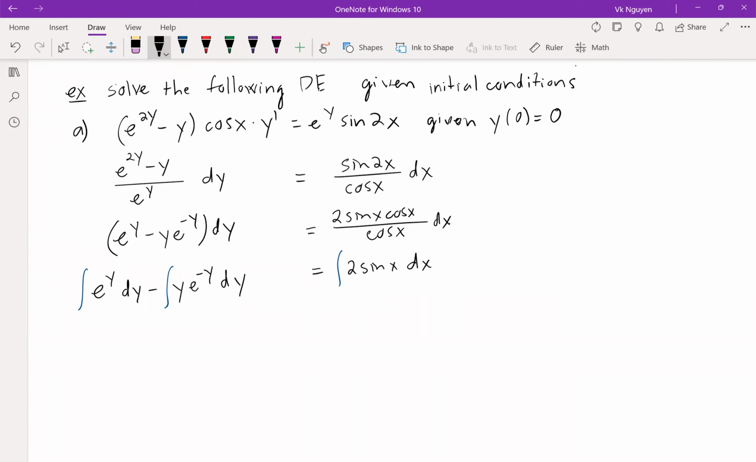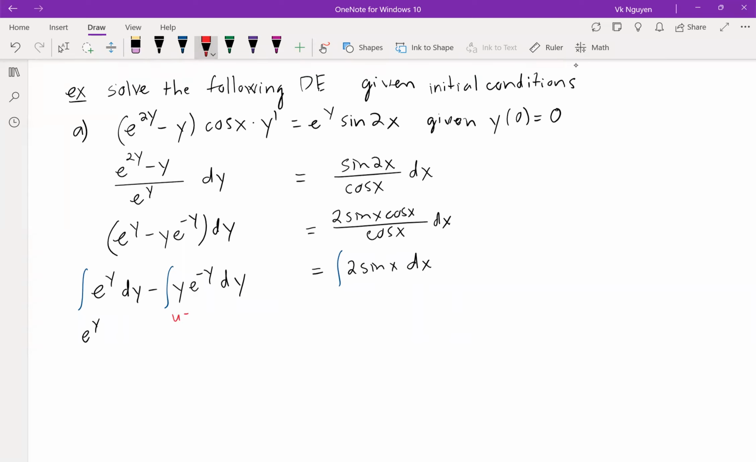Okay, there's one of them that we have to do integration by parts though. The integral of e^y is e^y. There's no need to do plus c1, c2, because everything is going to be moving to one side, so you only need to do the plus c one time. And then this integration by parts here.